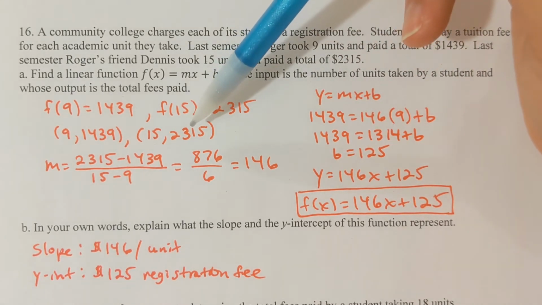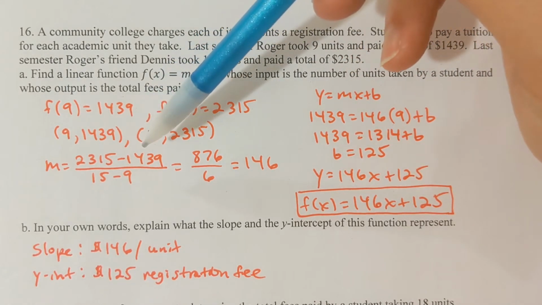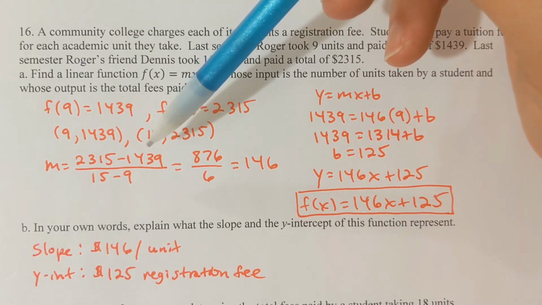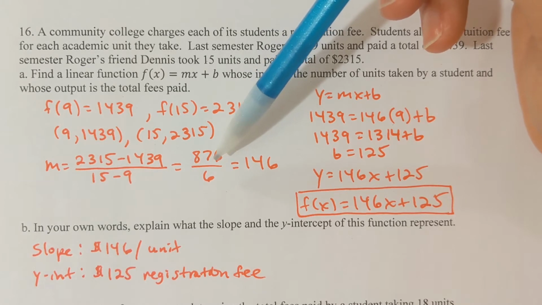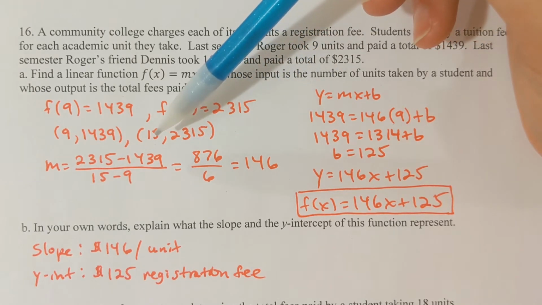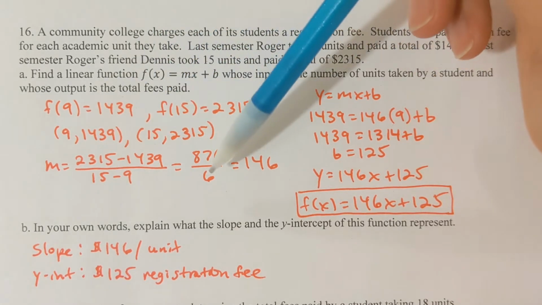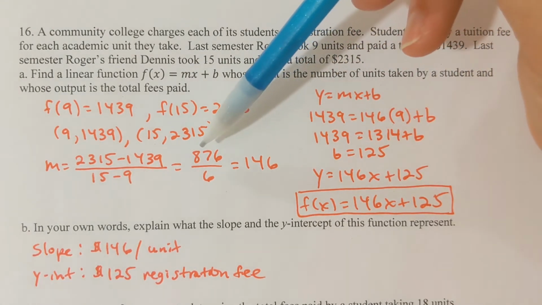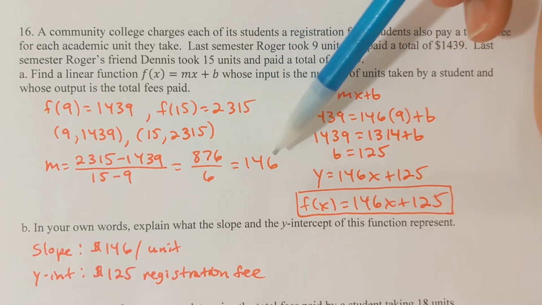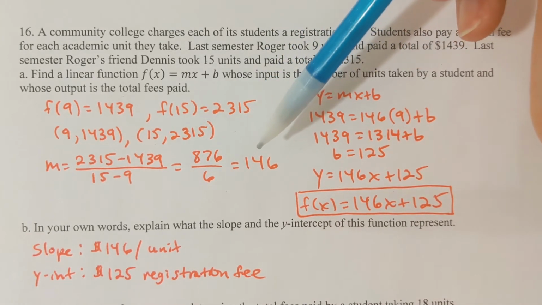And that allows me to compute the slope of this line, change in y over change in x. So if we take 2,315 minus 1,439, we're getting 876 in the numerator. And then divided by the difference in the x values, 15 minus 9 is 6 in the denominator. And if you then take 876 divided by 6, 146 would be the slope of this line.